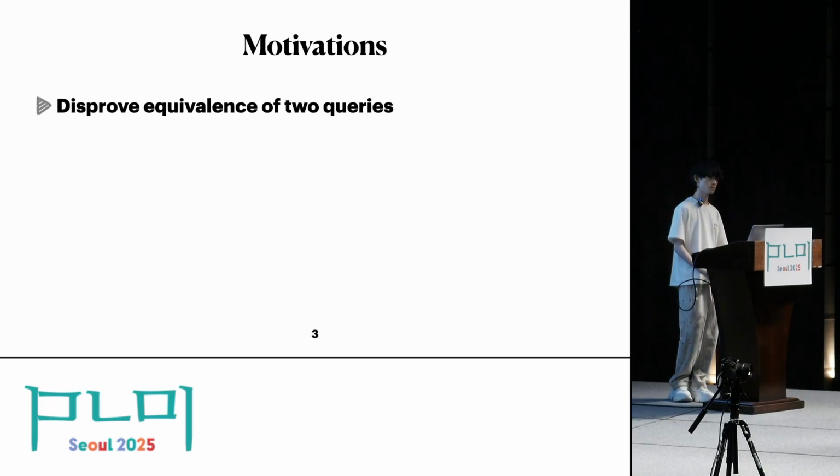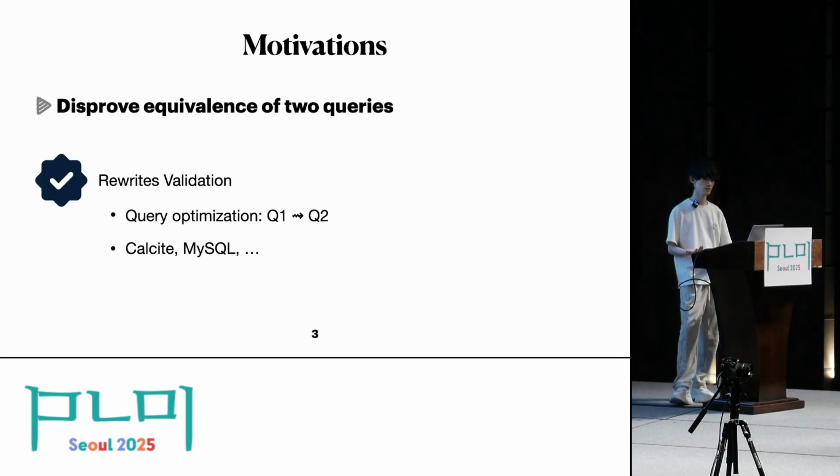For instance, one task is to disprove the equivalence of two queries. In this case, we want to find an input such that the outputs of two queries are different. This is particularly useful for rewrite validation. As modern database systems like Calcite and MySQL rely on rewriting to optimize query performance, it is critical to ensure that the rewrites are correct by checking if the rewritten query is semantically equivalent to the original one. And if they're not, we want to generate a counterexample to help the developer identify and fix the issue.